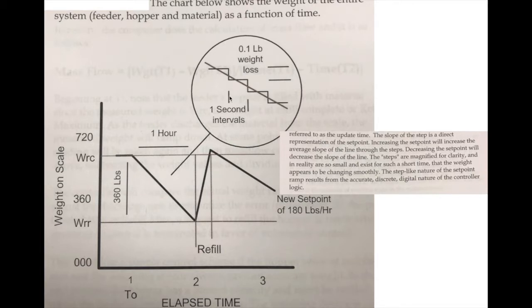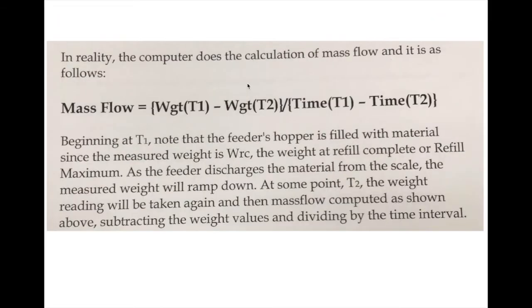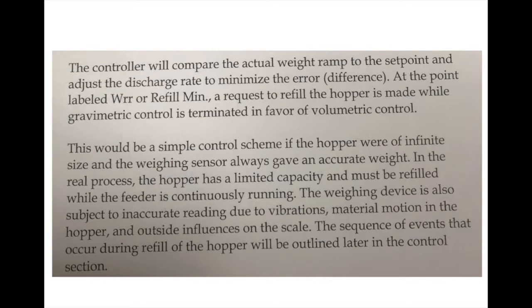At T1, the difference in weight between T1 and T2 is 0.1 pounds, and the difference in time between T1 and T2 is 1 second. The controller will compare the actual weight ramp to the set point and adjust the discharge rate to minimize the error, which is also known as the difference.